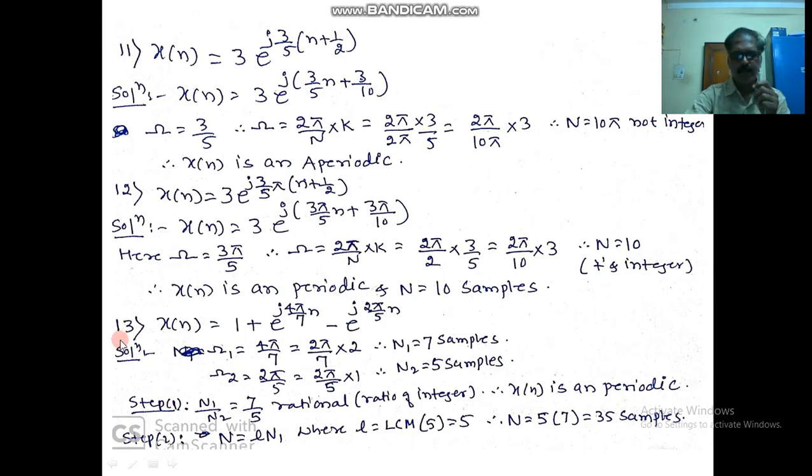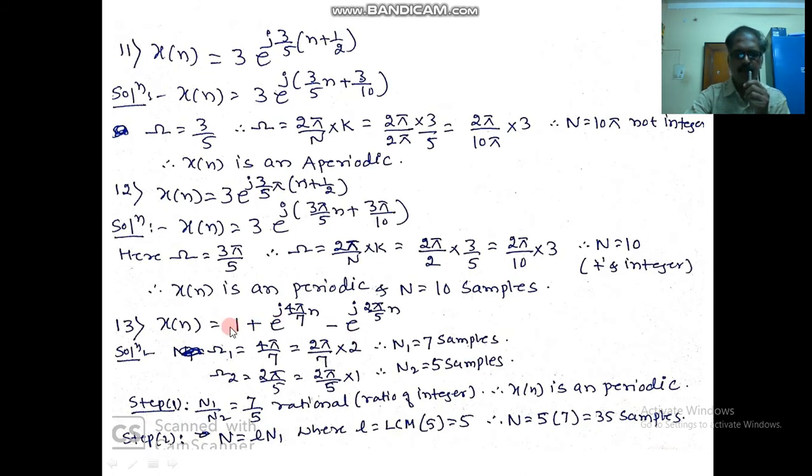Go for the 13th problem. It's a very different type of problem. x of n equals 1 plus e to the power of j 4 pi n divided by 7 minus e to the power of j 2 pi n divided by 5. Here it is a sum of periodic signals. This is x1 of n, this is x2 of n, this is x3 of n.